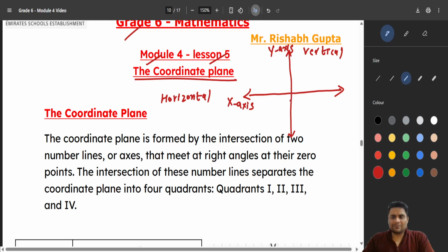The point where they meet each other, where they are cutting each other, this is the origin, that is, 0. Here the x and y are both 0, 0. So this is the origin.